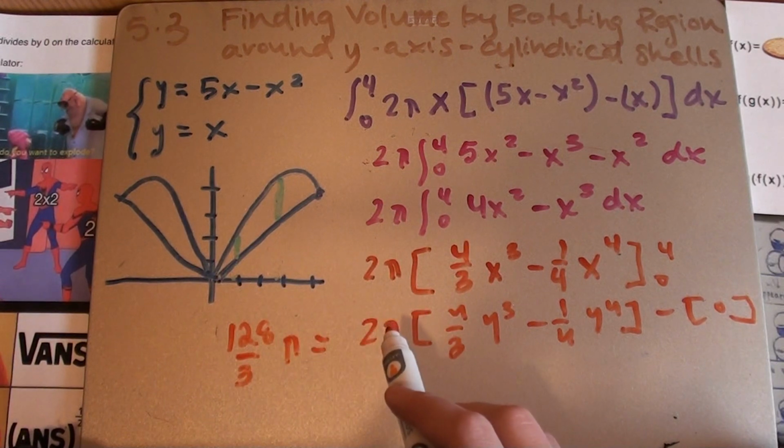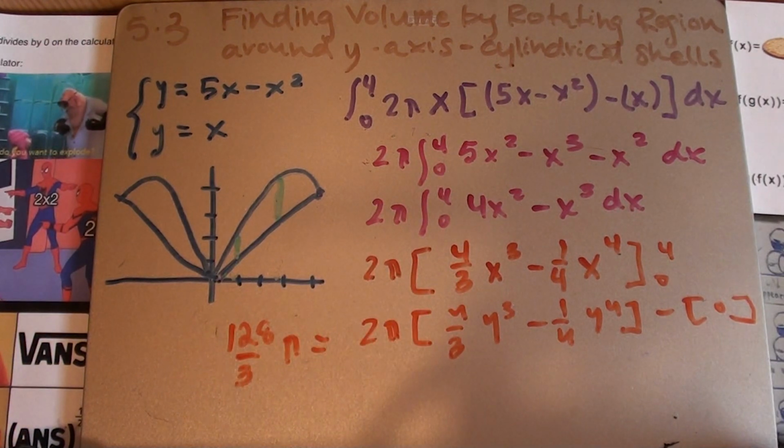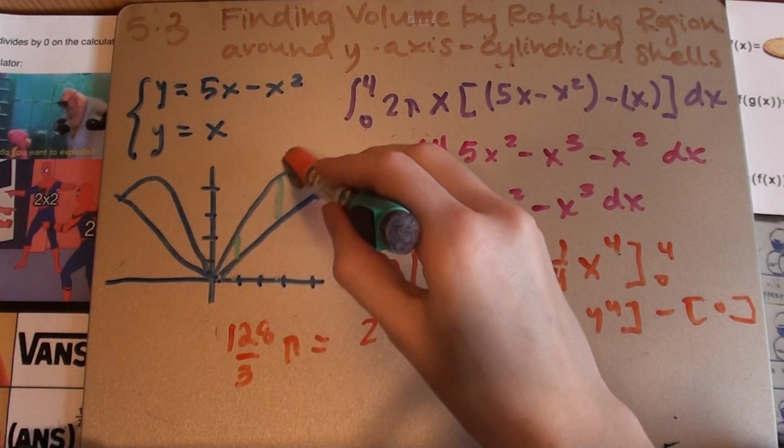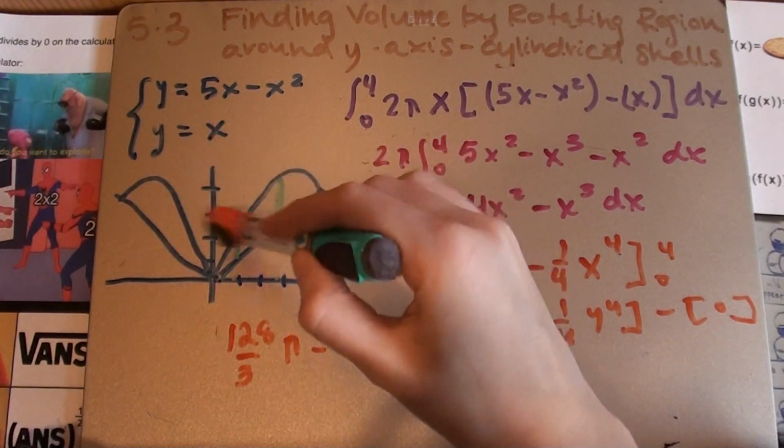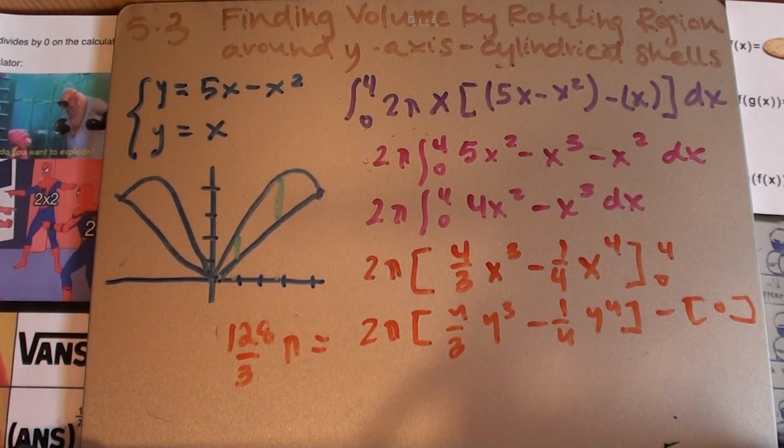And that will be our answer for the volume of the shape that we get when we rotate this region around the y-axis, and we found that volume using cylindrical shells.